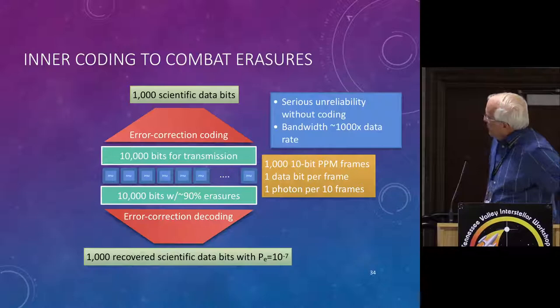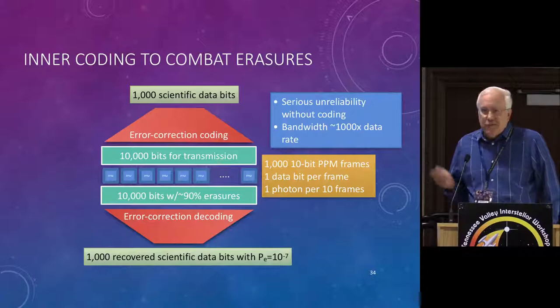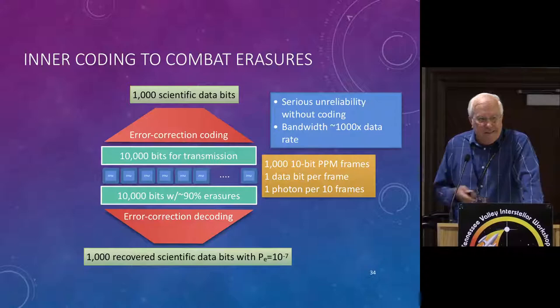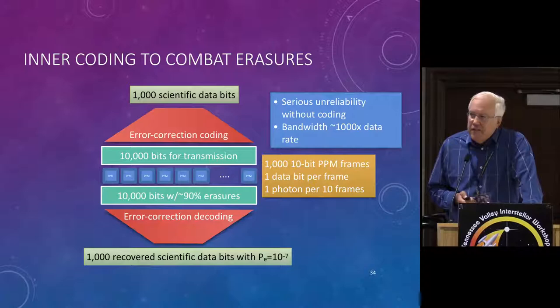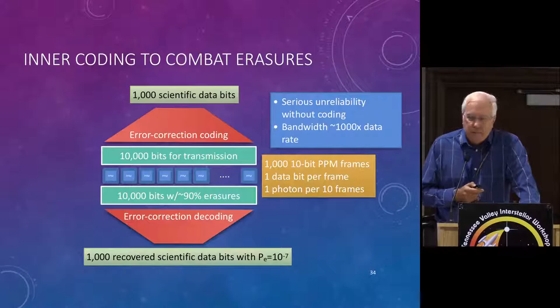So there are 2 points here. We've created a system with serious unreliability, like 90% error probability, by expanding the number of bits with this redundancy. And also we've increased the bandwidth of the signal substantially because we're transmitting a lot more bits than our scientific data bits. In this case, the bandwidth turns out to be 1,000 times greater than the data rate for the scientific data. I think in a practical system, it'll be more like 10,000 times larger.